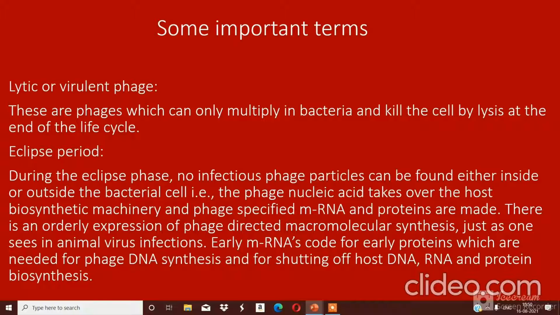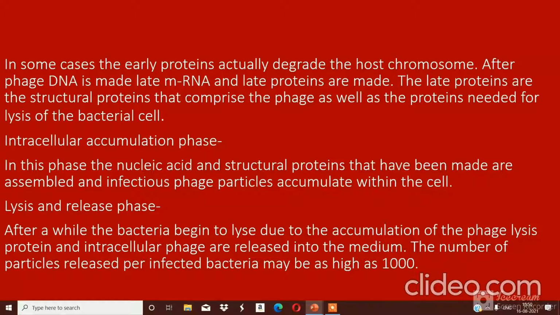That means there is an orderly expression of phage directed macromolecular synthesis, just as one sees in animal virus infections. Early mRNAs code for early proteins which are needed for fast DNA synthesis and for shutting off host DNA, RNA, and protein biosynthesis. Whereas in some cases, the early proteins actually degrade the host chromosome.